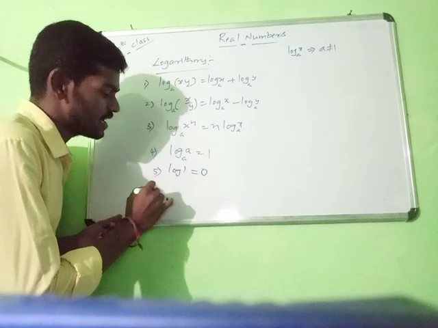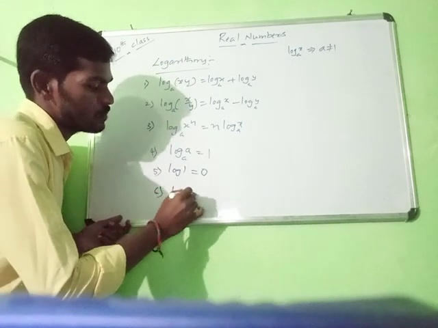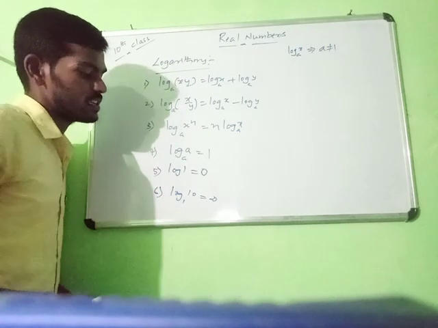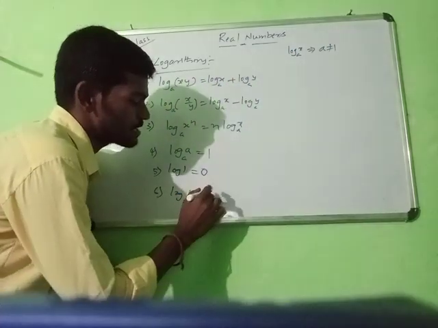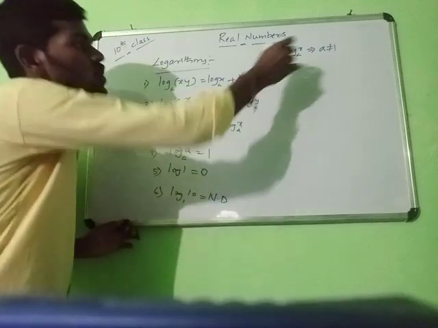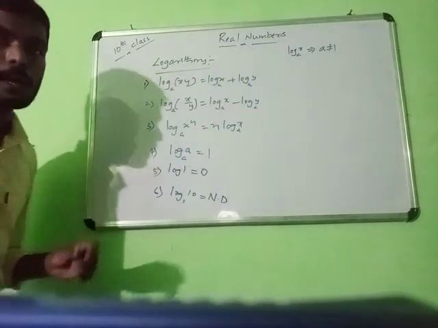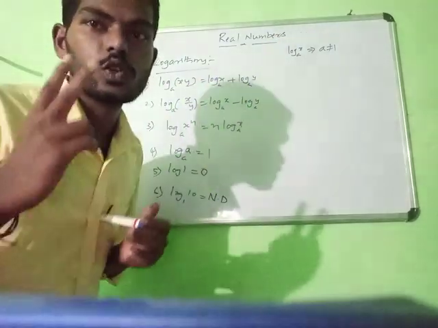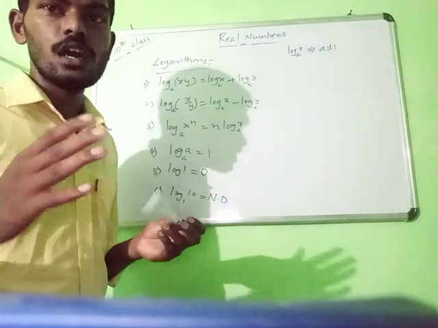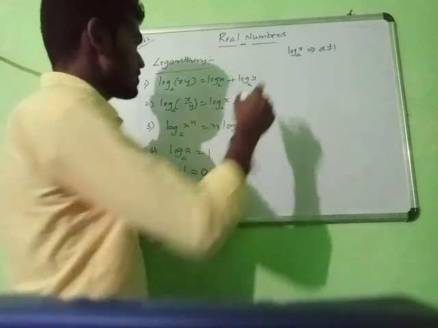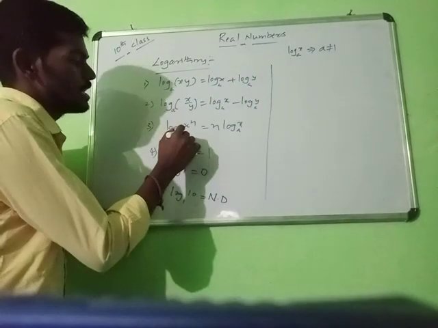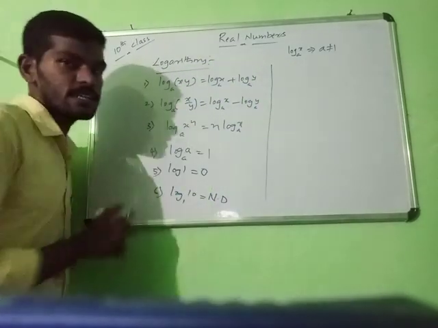For example, the sixth one: log 10 base 1 is not defined. Log 1 base 10 is 0. Why? Because the base is always not equal to 1, meaning the base is greater than 1, that is, 2 or more than 2, and also not negative.